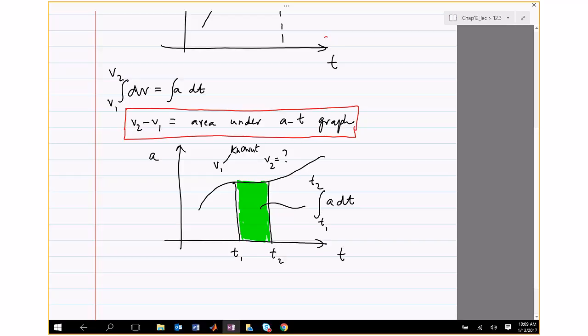Okay, so let's say if you want to find v2, v1 is known, then v2 would be v1 plus the shaded area. Right. So this is that area. So I don't need to give you an expression for the acceleration or velocity. You can use the graphical approach to figure out various things. Okay. Is that clear? Okay.